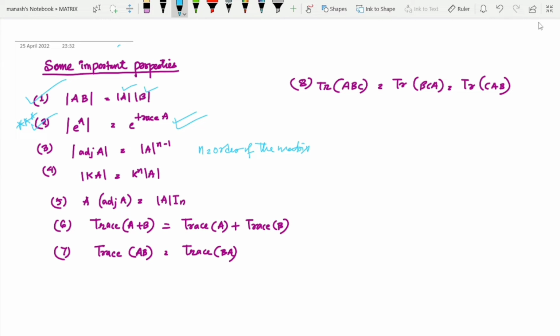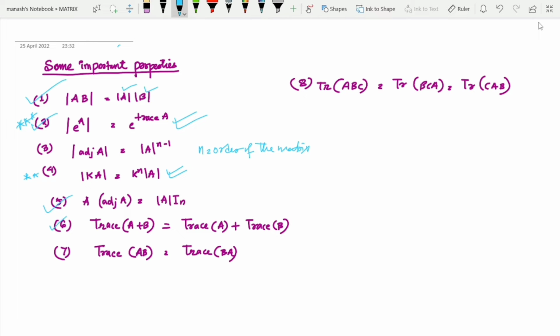Okay. Fourth one is also very important. The determinant of a constant multiplied with the matrix would be the constant to the power of the order of the matrix multiplied by the determinant of the matrix, right? Fifth one is A into adjoint of A, which would be determinant of A times I n. I is the identity matrix and it is of the order of the matrix. Suppose A is of order 3 cross 3, then the identity would also be a 3 cross 3 matrix.